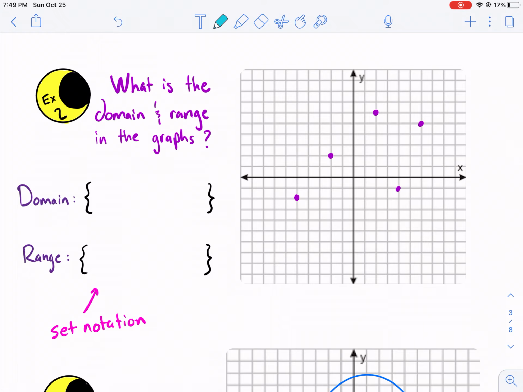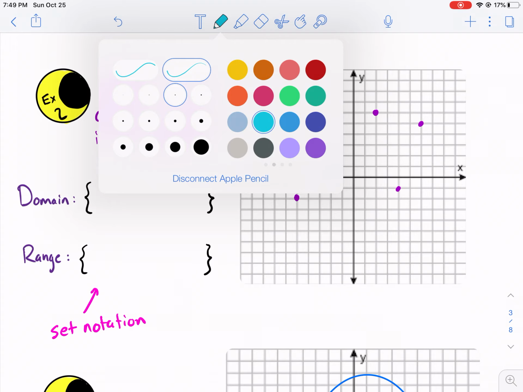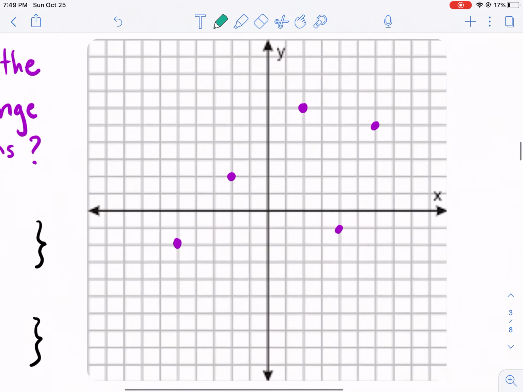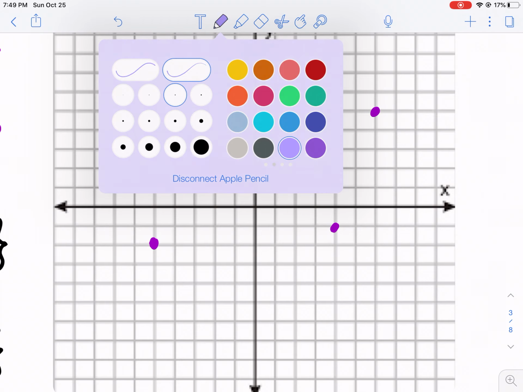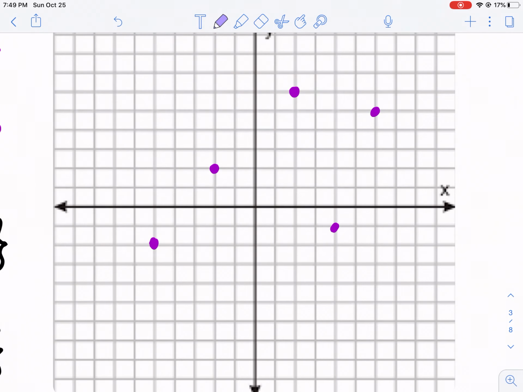Example 2, what is the domain and range in the graphs? Okay, this one gets a little bit more complicated because we first need to label all the points. Let's label these points with their x and y values. So just trying to find the location of each one of these. Whoops, not sure why I did that. I was just talking you up, Notability.